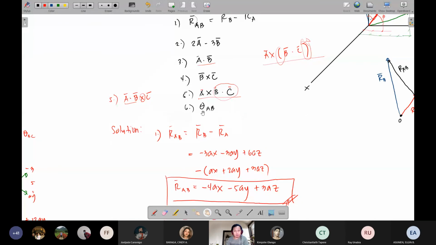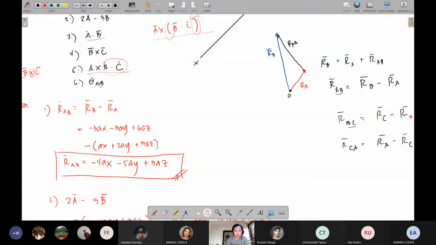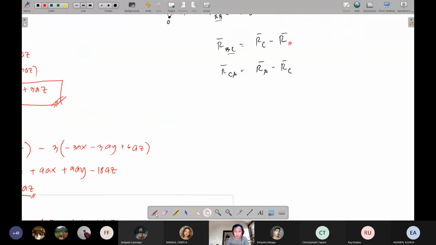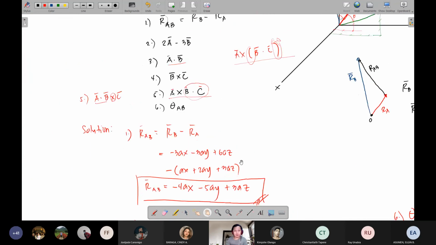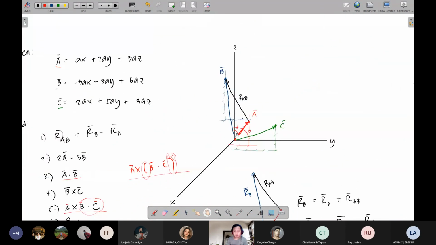Last, number 6. You have to find the angle between vector A and vector B. It is just like number 6B. Angle between vector A and vector B. Now, how do we solve for the angle? Where do we solve the angle, sir? Since it is three-dimensional, it is difficult to use formulas for triangles.